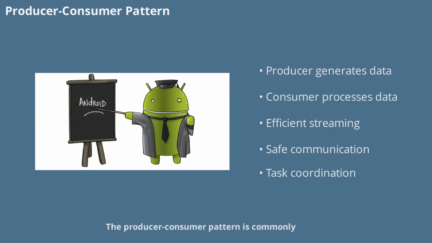The producer-consumer pattern is commonly implemented with coroutines and channels. Producer coroutines generate data and send it through channels, while consumer coroutines receive and process the data. This pattern is efficient for streaming, coordinating tasks, and managing workloads in concurrent applications. Channels ensure safe communication and synchronization between coroutines.